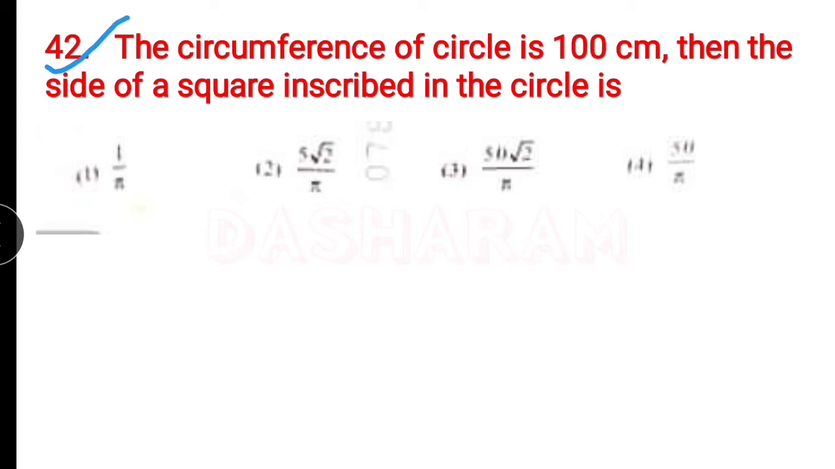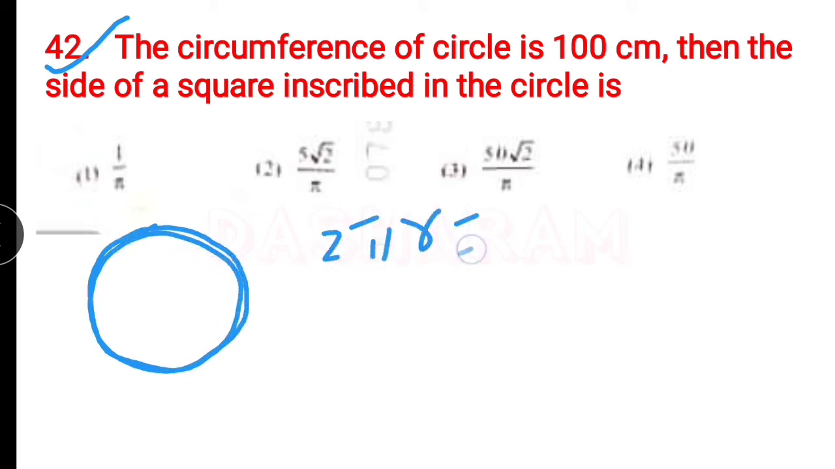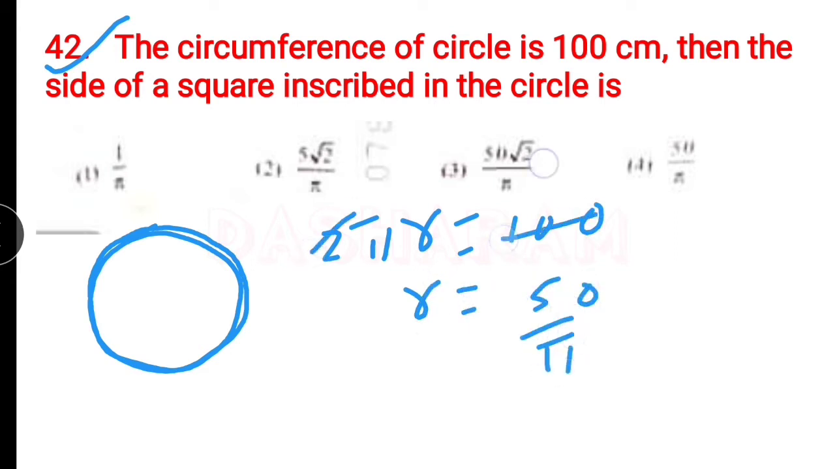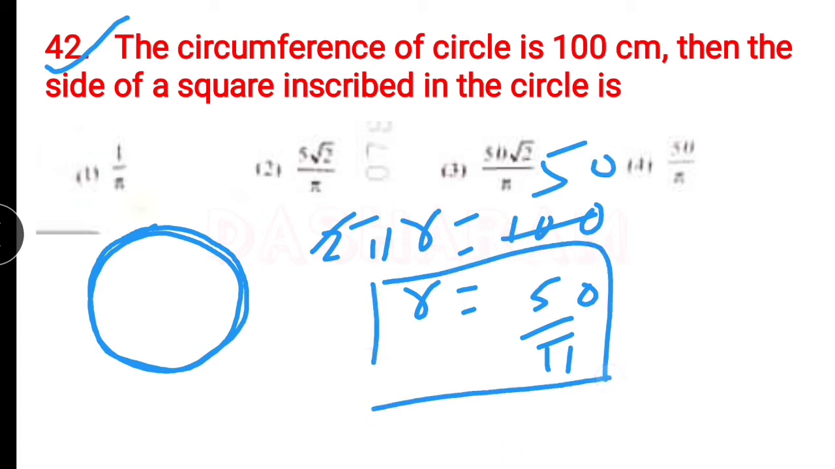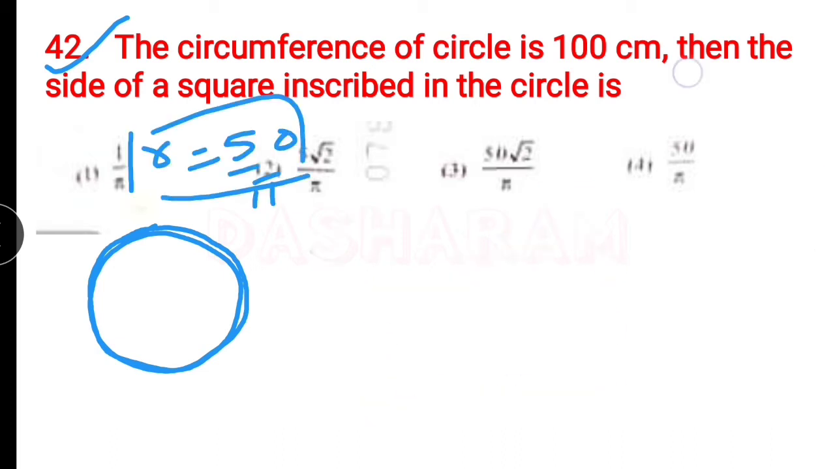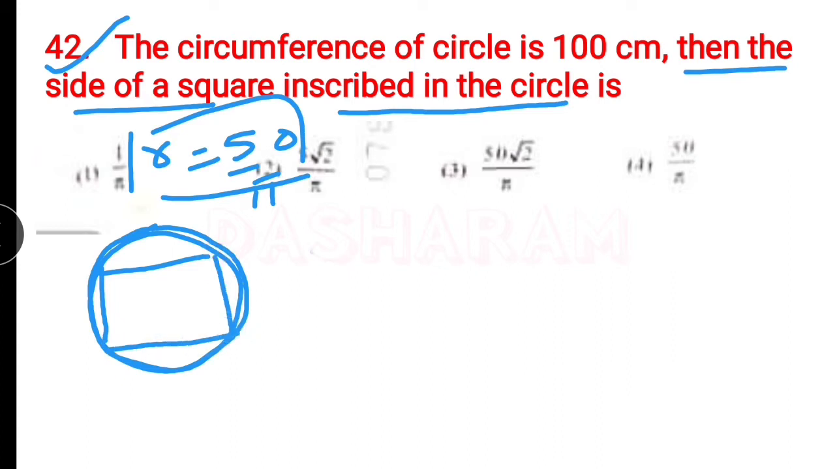42nd, the circumference of a circle is 100 centimeters. So this is called the circumference of a circle. 2 pi r equals 100, then r equals 50 by pi. So the radius of the circle is 50 by pi. Next, the square is inscribed in the circle. So here the diagonal of the square will become the diameter of the circle, and each angle in the square is 90 degrees. Here these are the sides and this is a diagonal.